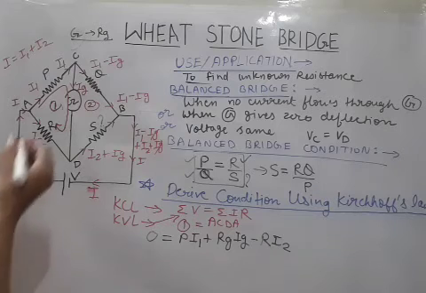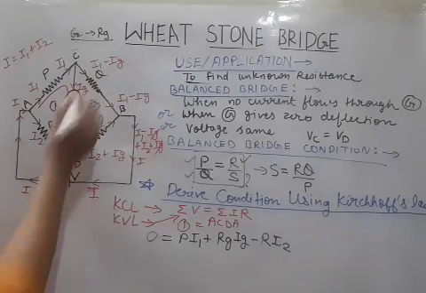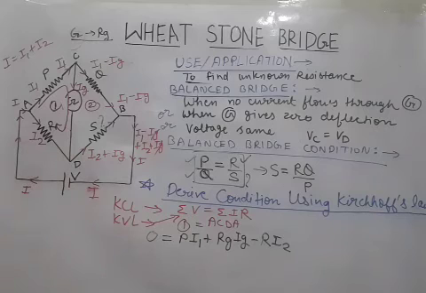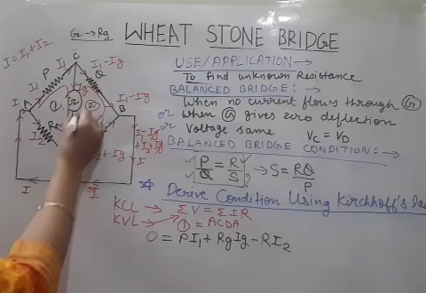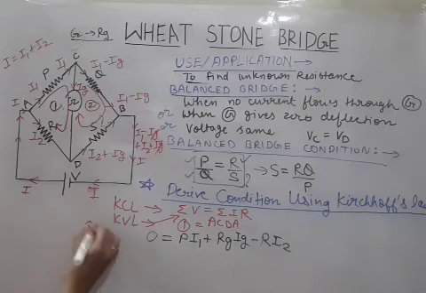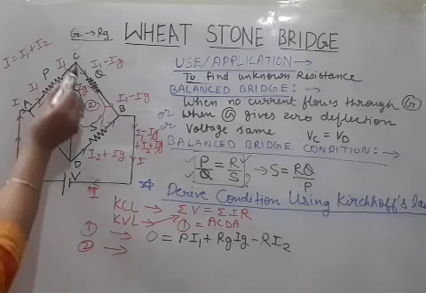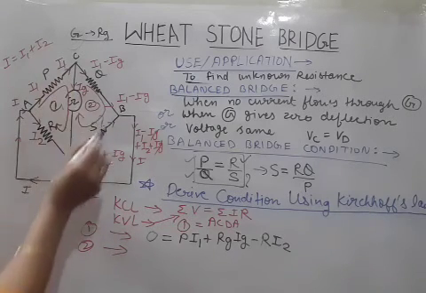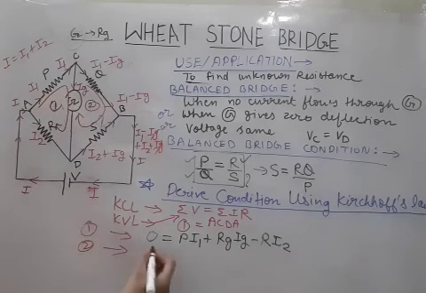Now KVL equation number 2. Let us make. In the second loop, we have to decide any direction of current. So suppose this direction of current I am taking positive for loop 2. So loop 1 is this, loop 2. Loop 2 means CBDC, this way. Let us start. Is there any battery in this loop? No. So we will put 0 equal to.